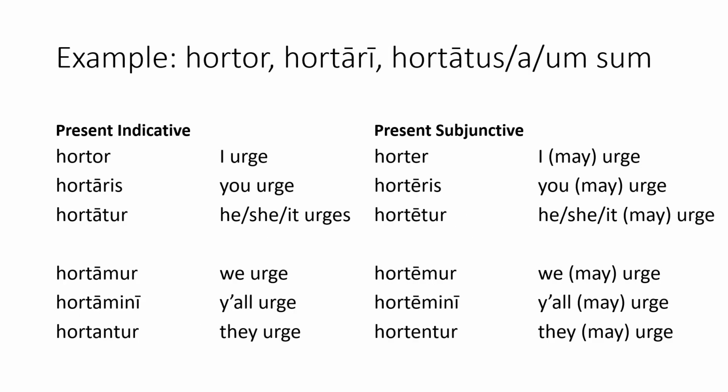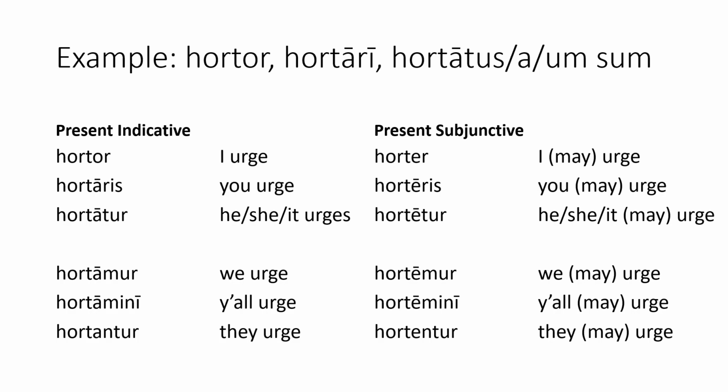We will start with the present in both the indicative and the subjunctive. In the indicative, the first person singular is hortor, the second person singular is hortaris, the third person singular is hortatur, the first person plural is hortamur, the second person plural is hortamini, and the third person plural is hortantur, and it is translated as I urge, you urge, he, she, it urges, we urge, y'all urge, and they urge.